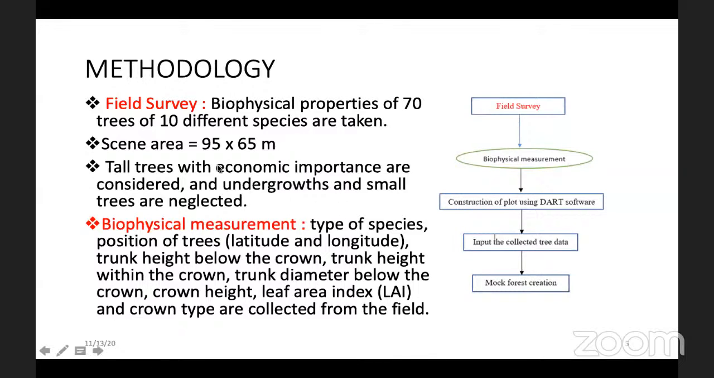And as I mentioned earlier, the scene area is 95 by 65 meters. And as I mentioned earlier, we have collected the data of economically important tall trees only. The undergrowth and small trees were neglected.